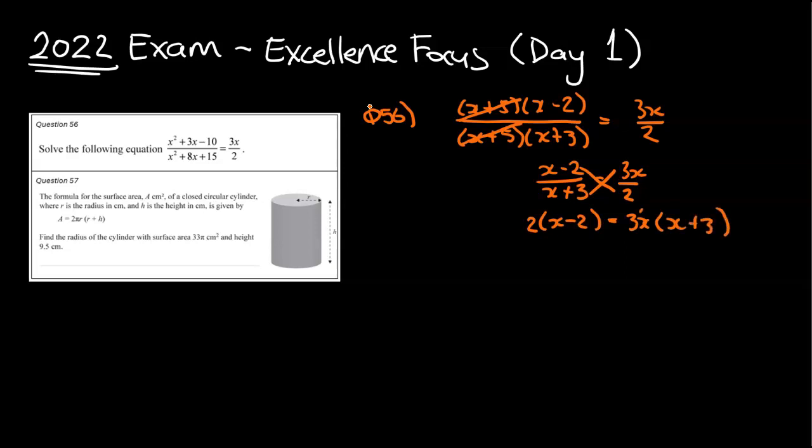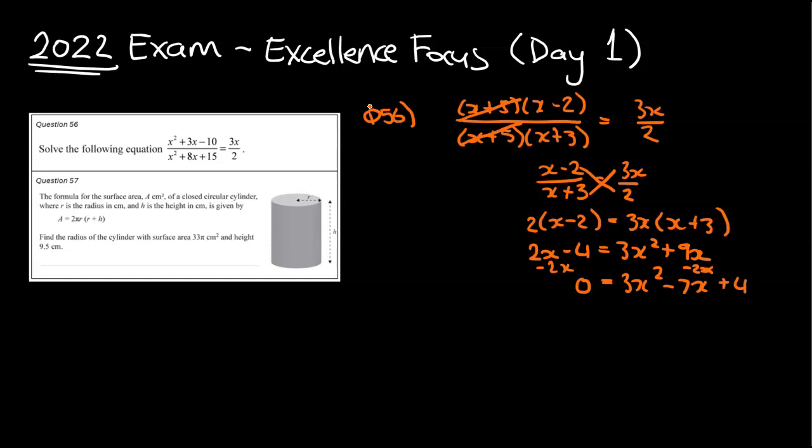I was hoping to avoid this, but if we expand this 3x in x, we're going to get 3x squared, so we're going to get into a quadratic again. So we've got 2x minus 4 equals 3x squared plus 9x. So this one's going to be messy. 0 is equal to 3x squared. And then minus 2x off here was going to make that 7x. And then we've got plus 4 because that negative 4 is going to become positive.